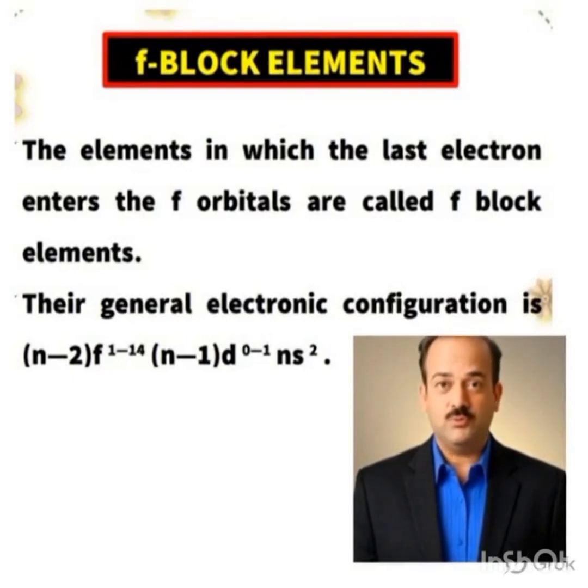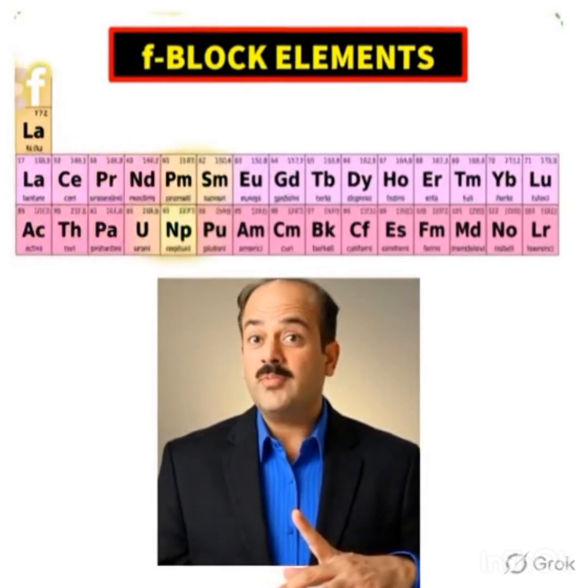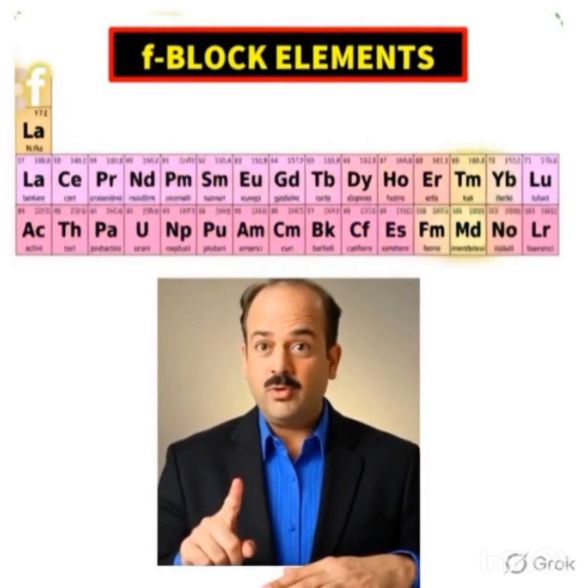elements at ns2. Lanthanum, cerium, praseodymium, neodymium, promethium, samarium, europium, terbium, dysprosium, holmium, erbium, thulium, ytterbium, lutetium.